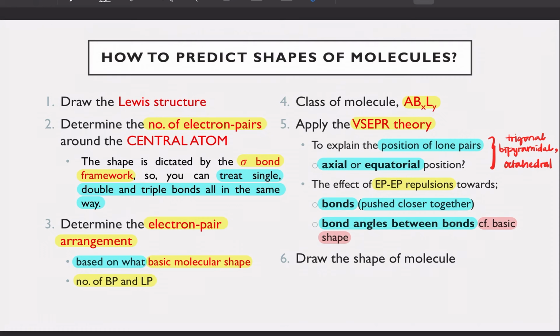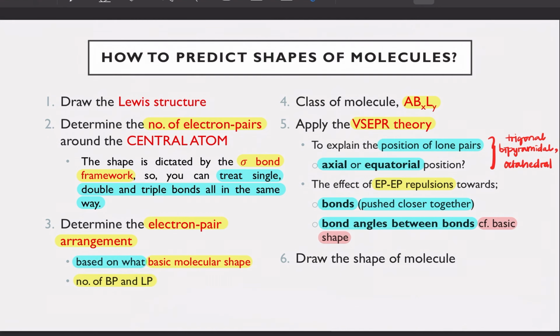Third step is for you to determine the electron pair arrangement. Okay, so once we have the number of electron pairs, you can know which basic molecular shape your molecule is based on. Okay, so I can tulis based on what basic molecular shape. Alright, and then write down the number of bonding pairs and the number of lone pairs that are around your central atom.